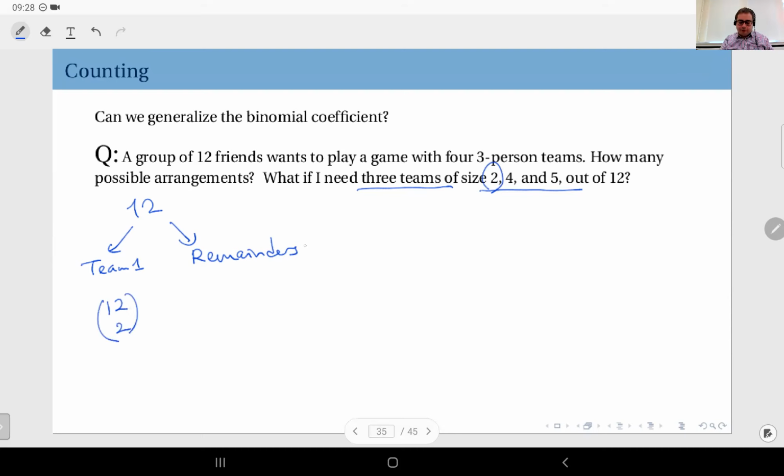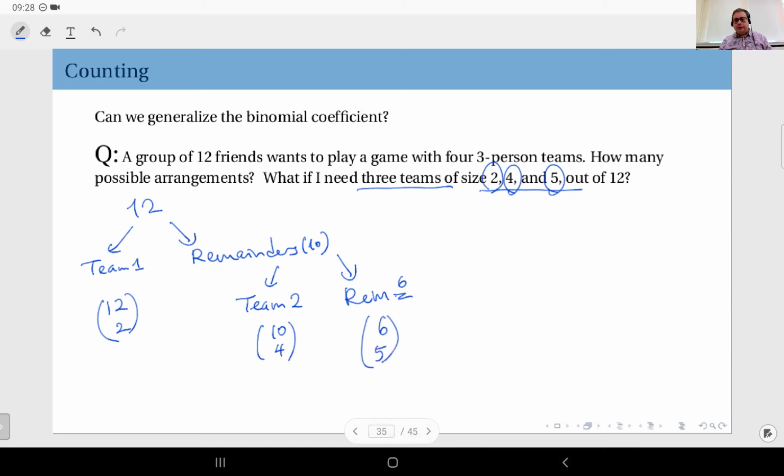Now the remainders are 10 people. And out of them, I would like to select team number two. Team number two consists of 4 people, and I can choose that team in 10 choose 4 ways. And the remaining people are 6. And out of those 6, I would like to select 5 people. And I can do that in 6 choose 5 ways. Again, the remainder is just a single person, and that would be 1 choose 1, which is already 1.